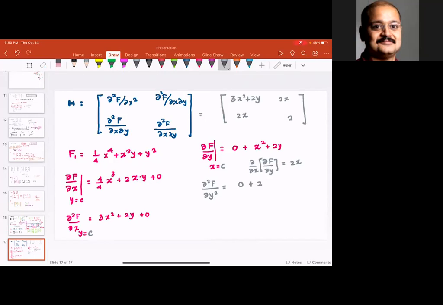Everyone understood it? Just really quick, the bottom row, second column, is it d2f by dy^2? Oh yeah, no, I made a mistake here. This should be d2f by dy square. You're absolutely right. Thanks for pointing that out. So this guy is not right.